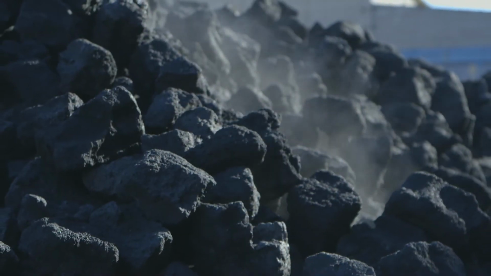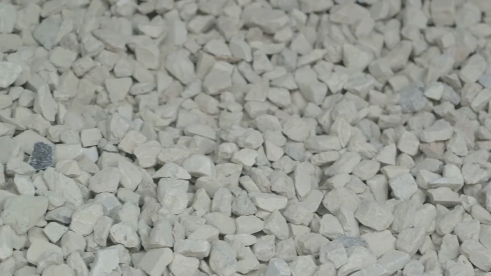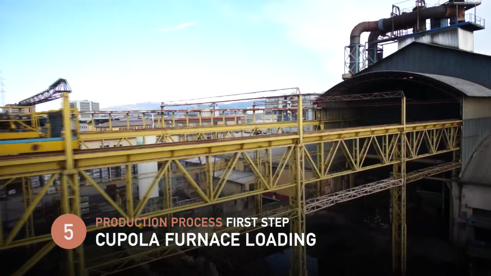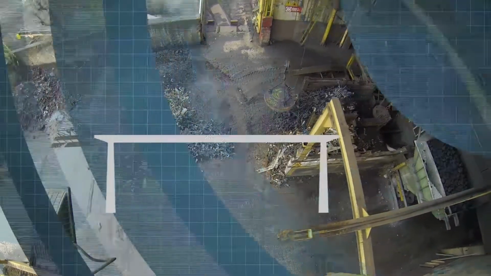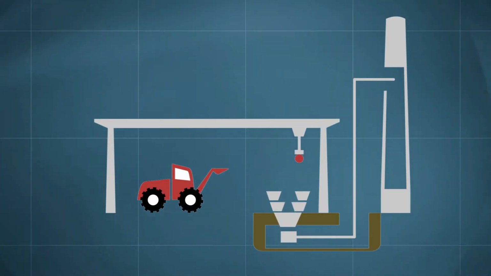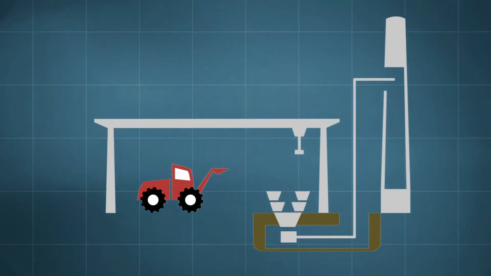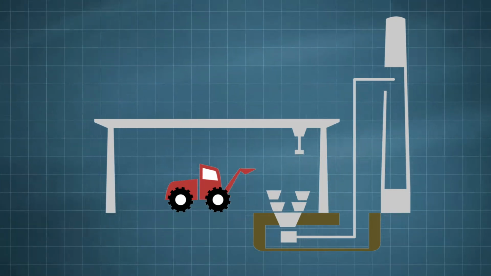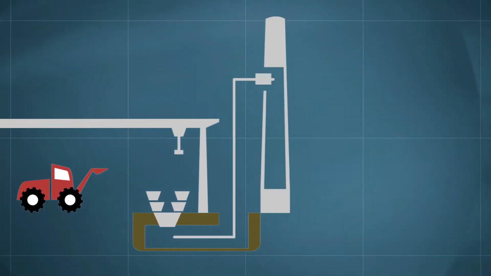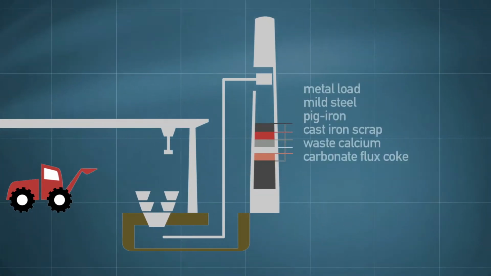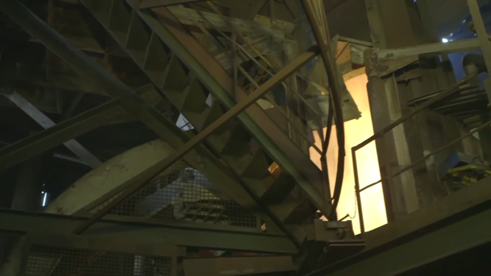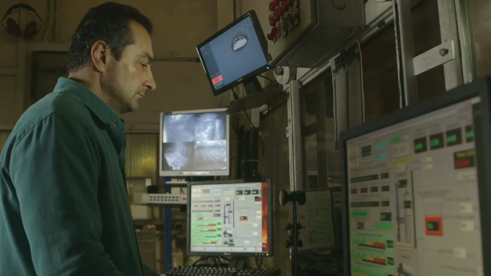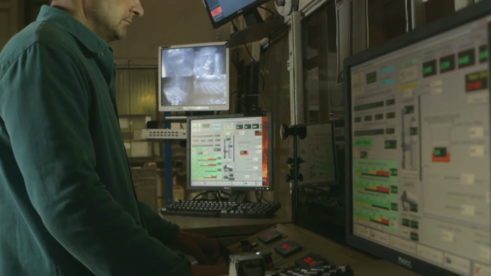The coke, the steel scrap, and the flux are carried from the raw materials yard and loaded into the cupola furnace in precise proportions. Inside the cupola furnace, the temperature reaches over 1,400 degrees to melt the raw materials and obtain cast iron, i.e., an iron and carbon metal alloy.